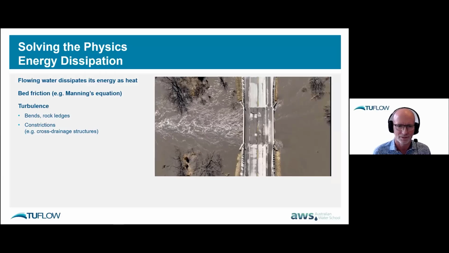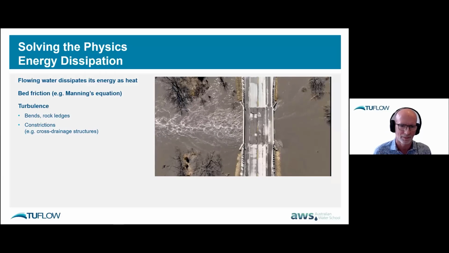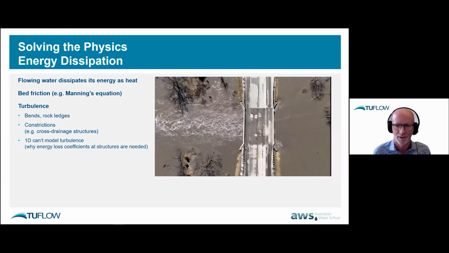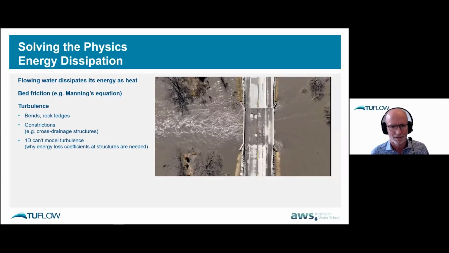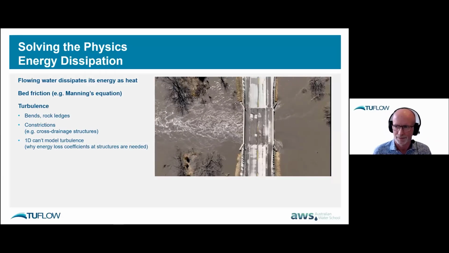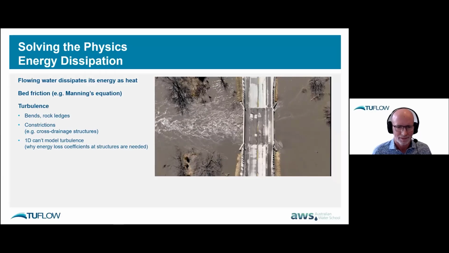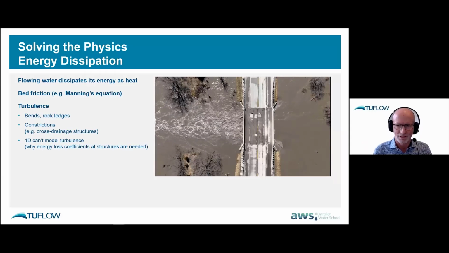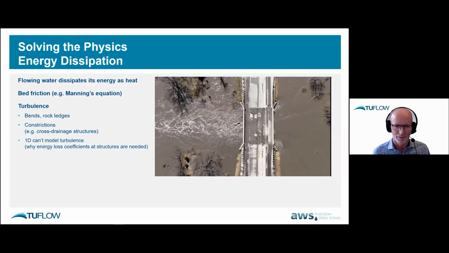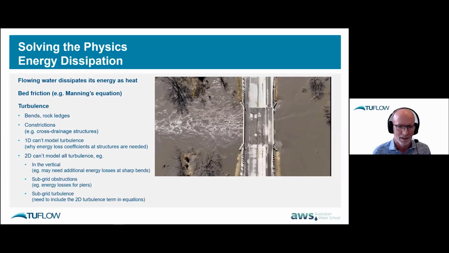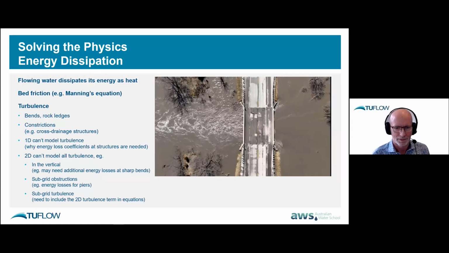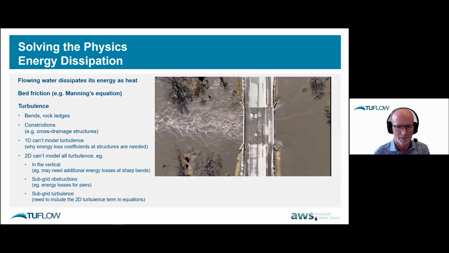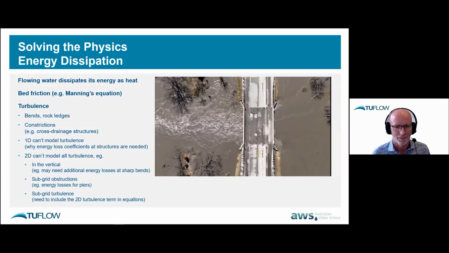So you'll get that at constriction, such as in the diagram there, also at bends and so forth. As modelers, you have to realize that 1D can't model turbulence. So it just can't handle that. It's unidirectional. It has no idea what's going on either side of it. But 2D can model that turbulence to a certain degree, but it won't pick up anything in the third dimension, the vertical, which does occur.